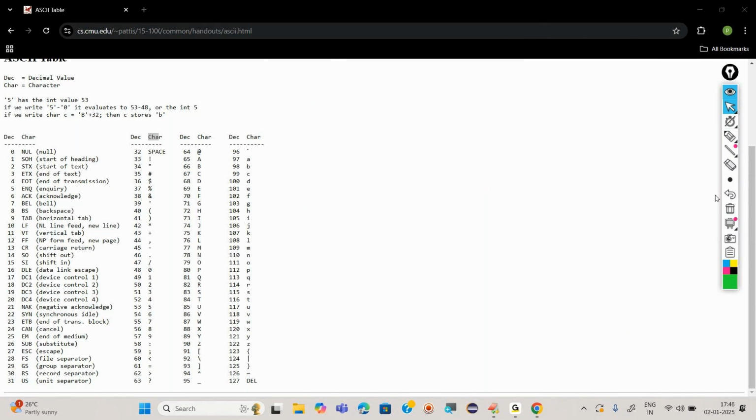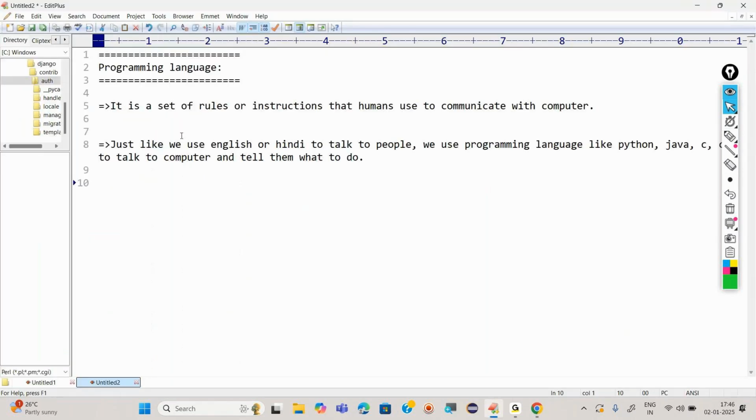Okay, I hope you are able to understand this. This is known as programming language. It is just a set of rules, but it is most important here because we are giving some instruction to the system on what to do. Rules, in programming terms, we call syntax.